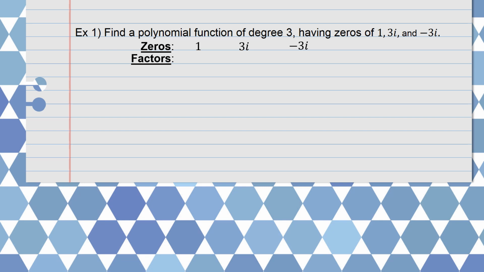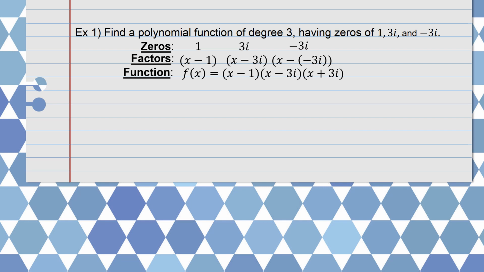Now, the factors are always written in the form of x minus the zero. So, if my zero is 1, then my first factor would be x minus 1. My next zero is 3i, which means as a factor, that would be x minus 3i. For the last zero of negative 3i, that would be of the form x minus negative 3i. Now notice x minus a negative comes together and turns it into a positive. So as a function, we write this as f of x equals x minus 1 times x minus 3i times x plus 3i.